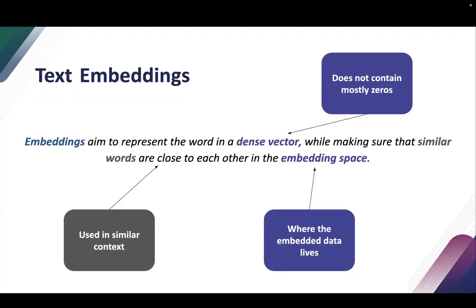So that would be the definition of embeddings. Embeddings aim to represent words in a dense vector. Dense meaning that you don't have a lot of zeros. Every value in your vector should be non-zero. And you want to make sure that similar words are close to one another in your embedding space. So let's do two very small examples of how you would represent words in a 1-dimensional and a 2-dimensional space.